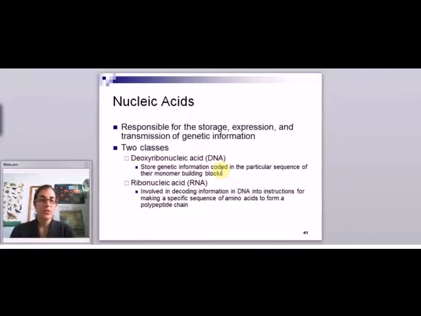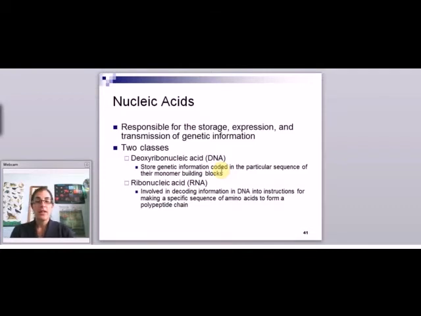Nucleic acids are the last group of macromolecules that we'll cover. Nucleic acids are responsible for the storage, expression, and transmission of genetic information. So they really are the instructions for life and the way that the instructions are read by the cell.